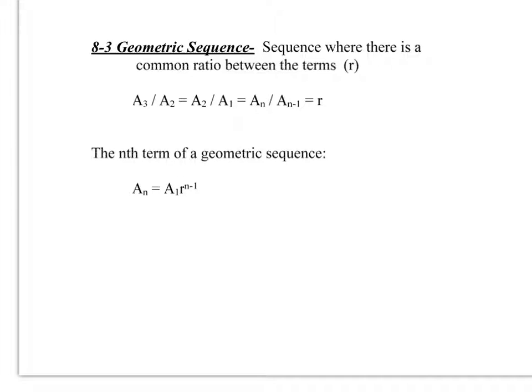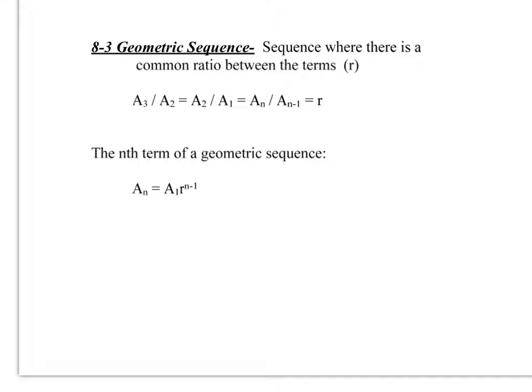Another day, another dollar. 8-3, our lesson on geometric sequences and series. A geometric sequence is a sequence where we are multiplying each term by a common ratio, which we're going to call r. In other words, if our first term is a sub 1, our next term, a sub 2, is going to be a sub 1 times r.